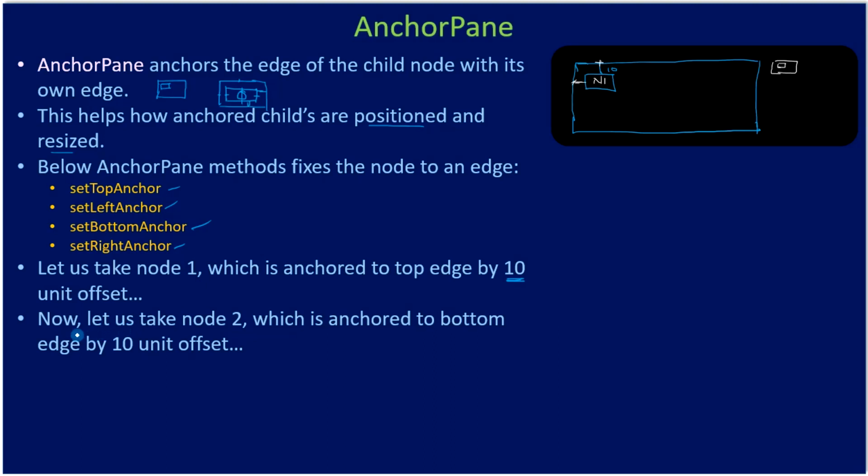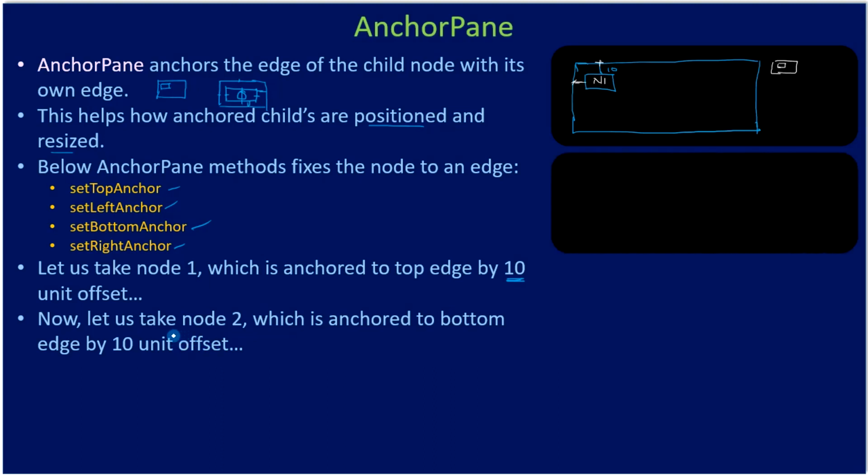Now let's look at another example. Let's take node 2, which is anchored to the bottom edge by a 10 unit offset. Now let's say that this is your control. I mean, this is the AnchorPane and this one is the control, and it is anchored here, and the offset is 10. So this means even if you resize this height-wise, let's say now you resized the form height-wise.